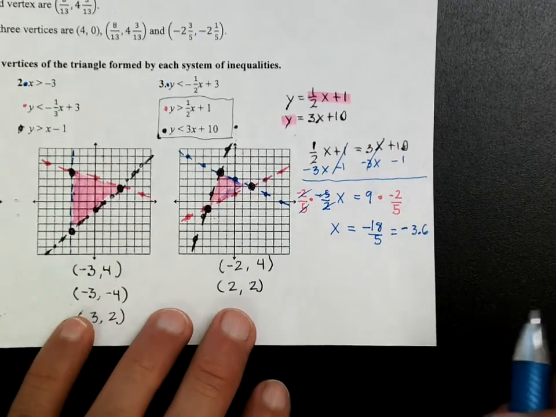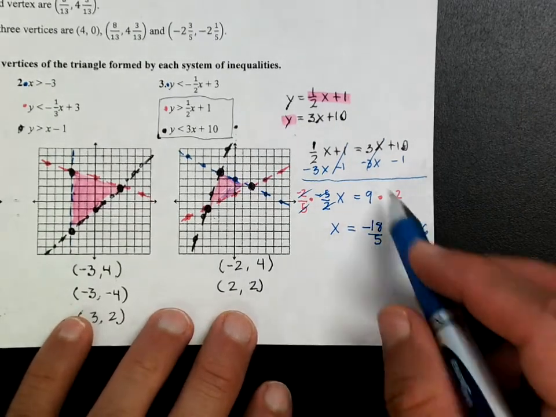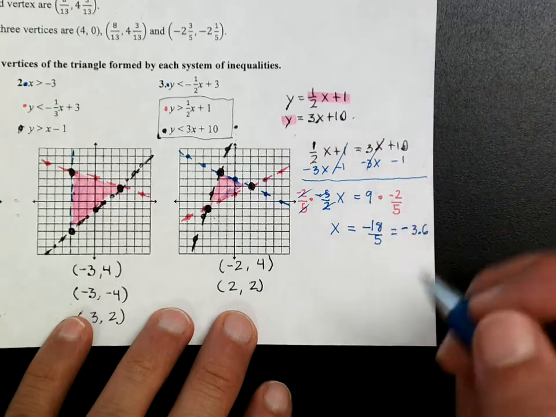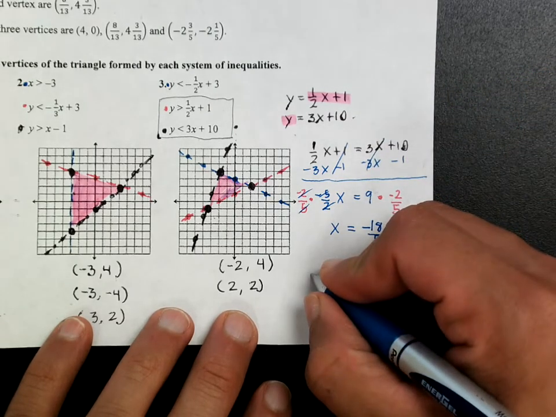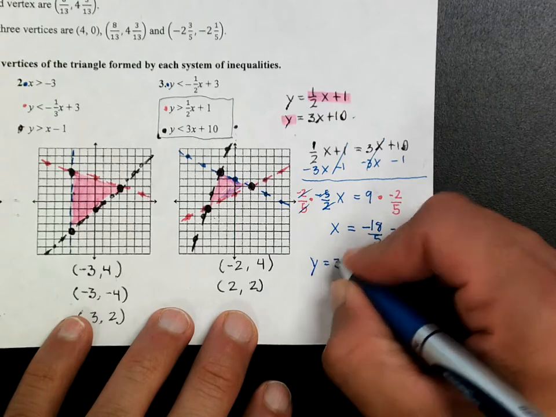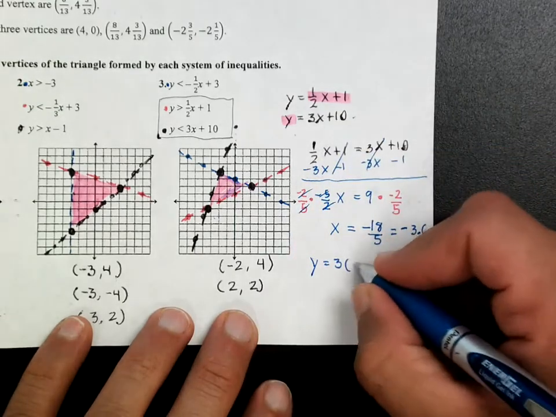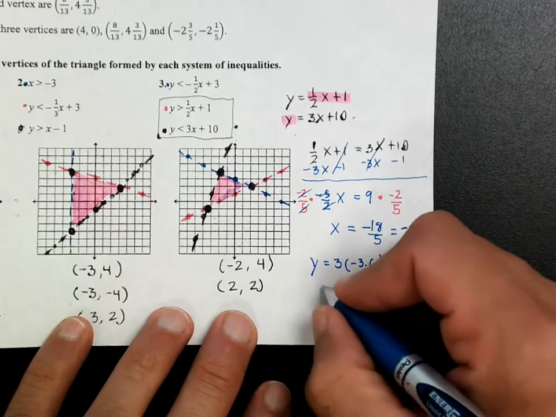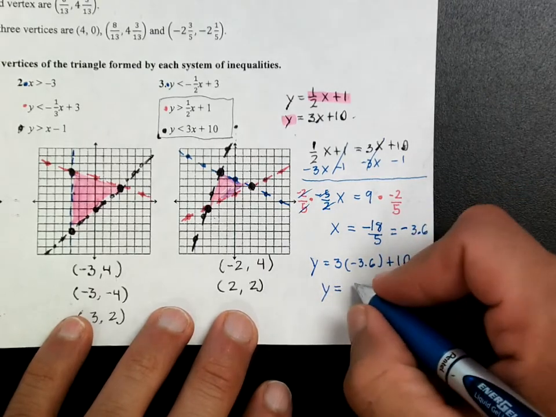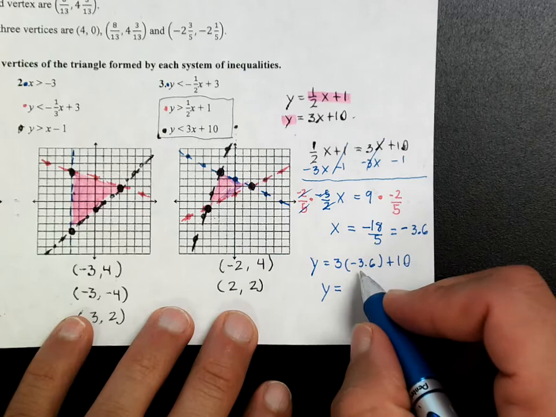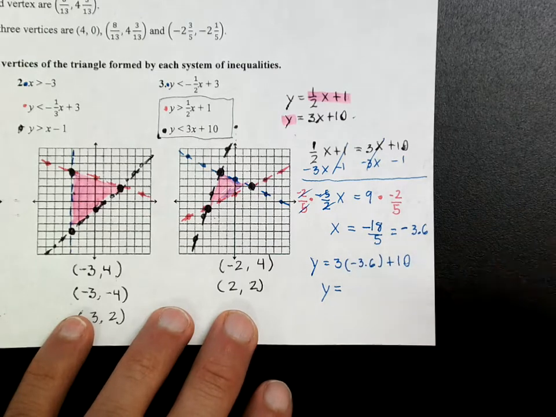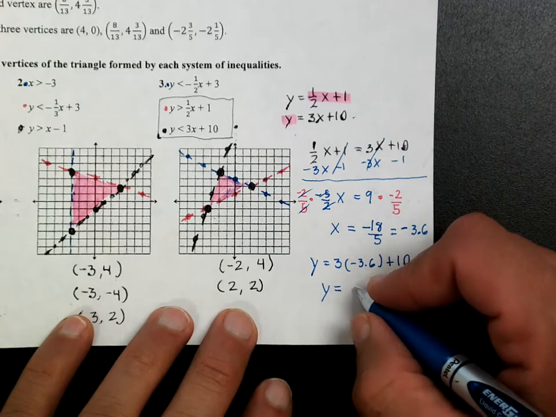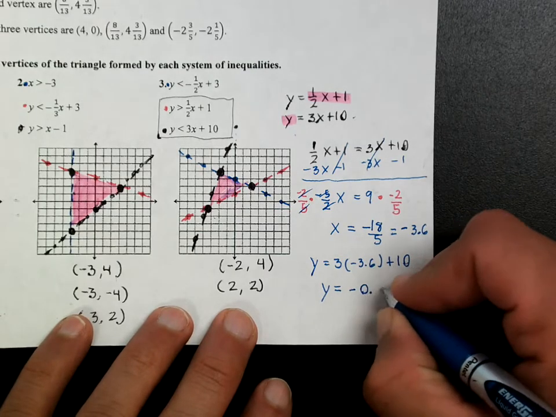Okay, so now I'm going to grab this x value. I'm going to plug it into either this equation or that equation. It doesn't matter which one you pick, just pick one. In this case, I'm going to pick y is equal to 3x plus 10. I'm going to plug that in. So negative 3.6 plus 10. So y is going to be equal to, I don't know what that is exactly, but I know that if I add 10 to it, because I've done it ahead of time, you get negative 0.8.